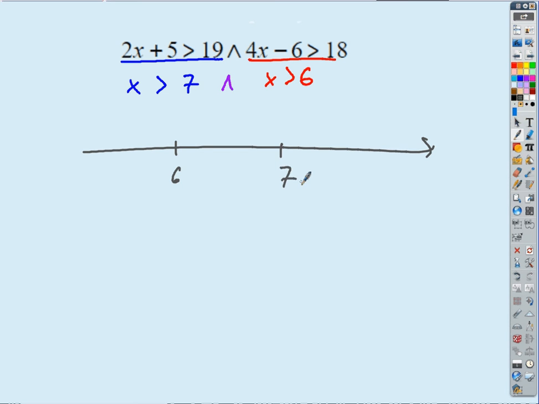So graph the blue inequality for me. What does that look like? Open and shading in which direction? To the right. Okay, what about the red? Open, shading to the right. Okay, so if it is an AND statement, this is what's important.